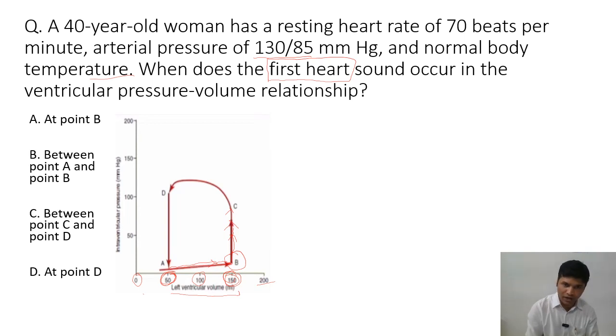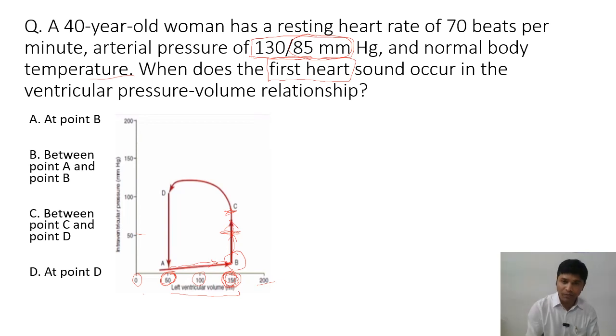Volume will remain 150 ml here. There is no change in the volume at this point of time when the ventricle starts contracting, because pressure in the ventricle is very less. Pressure is increasing. So suppose pressure is increasing and this is 50 millimeter mercury. So at this level 50 and this level 80. And in this case, pressure is 130 and 85 millimeter mercury. So it means minimum pressure is 85 millimeter mercury.